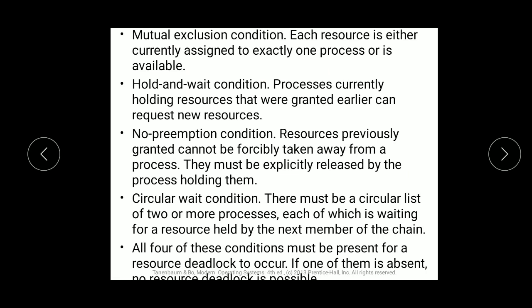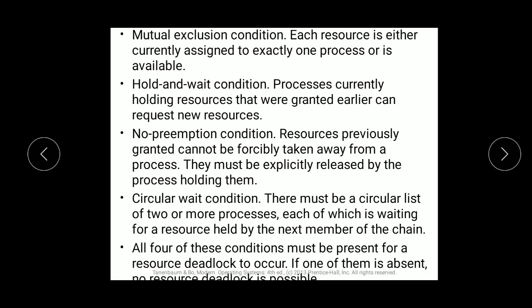Third is the no preemption condition. That is, resources previously granted cannot be forcibly taken away. So if my system has allocated me a resource and somebody else tries to forcibly take it, that could disturb a process which is actually running. That time, this condition is called the no preemption condition.